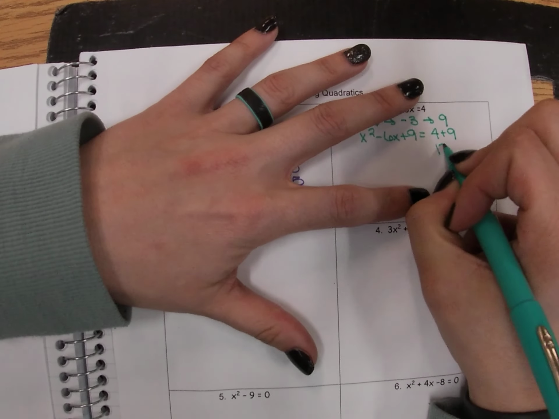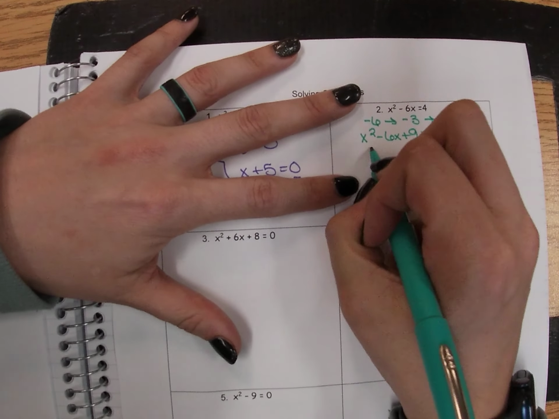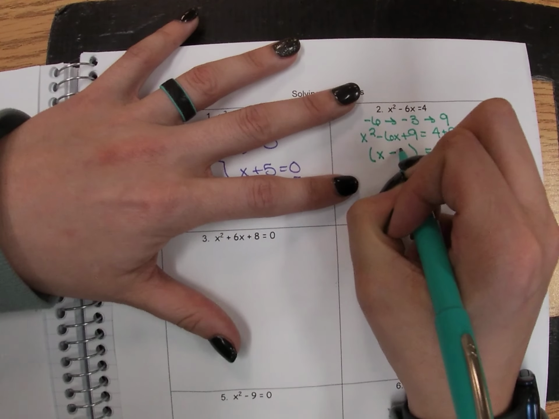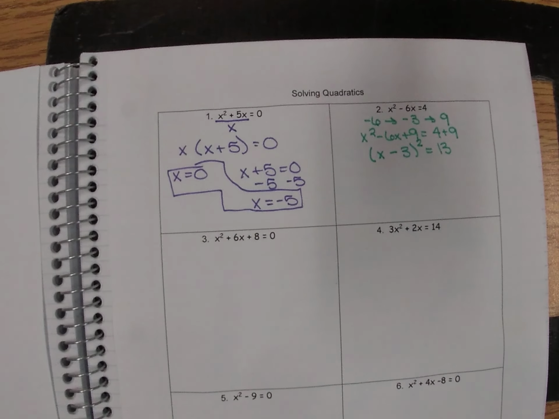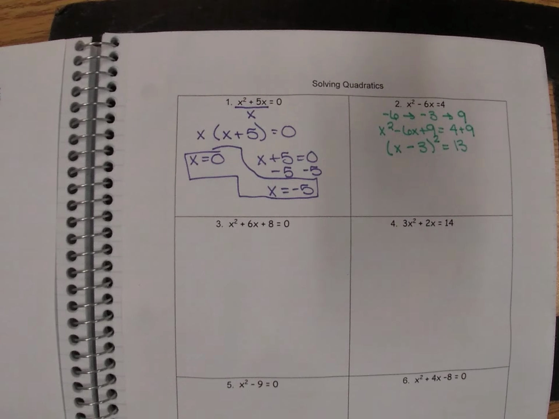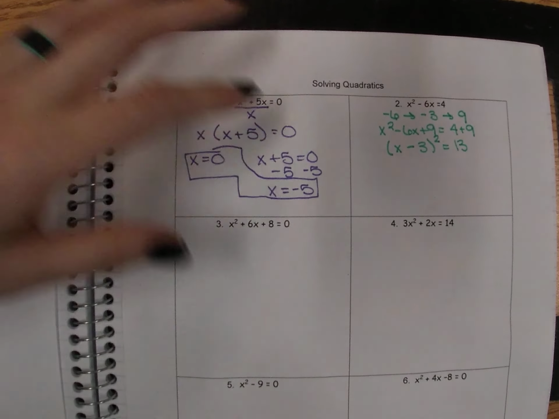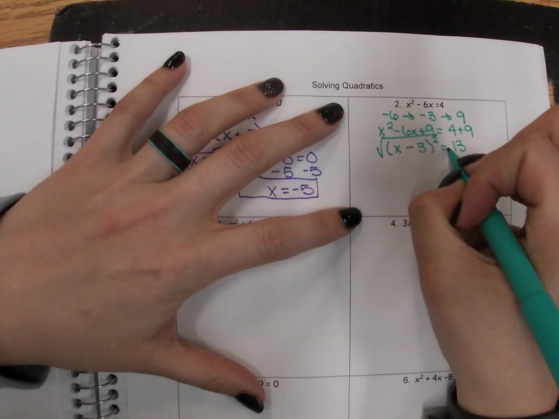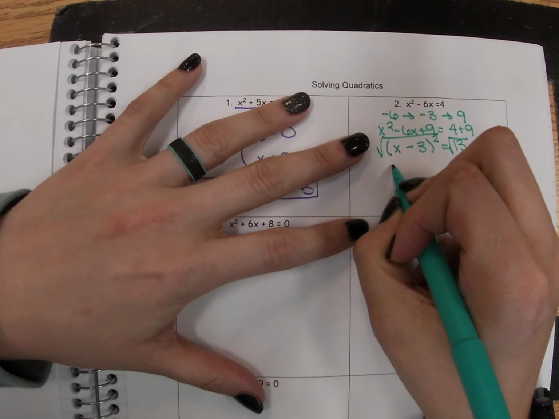Okay, on the right-hand side, this gives us a 13. We're going to factor our left-hand side, which goes into that middle number, so (x - 3)squared. If you're not sure about these steps and you're going, oh my gosh, what's happening? You might want to go back and watch the video on how we solve by completing the square. Then we're going to square root each side.